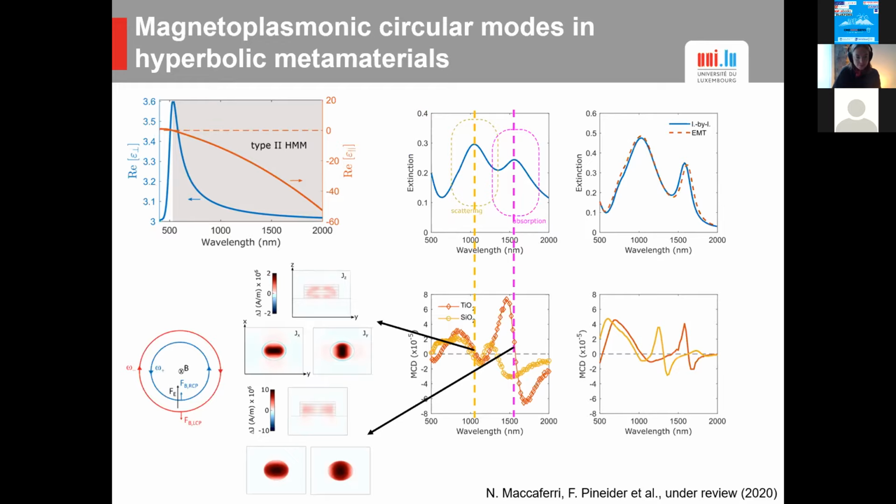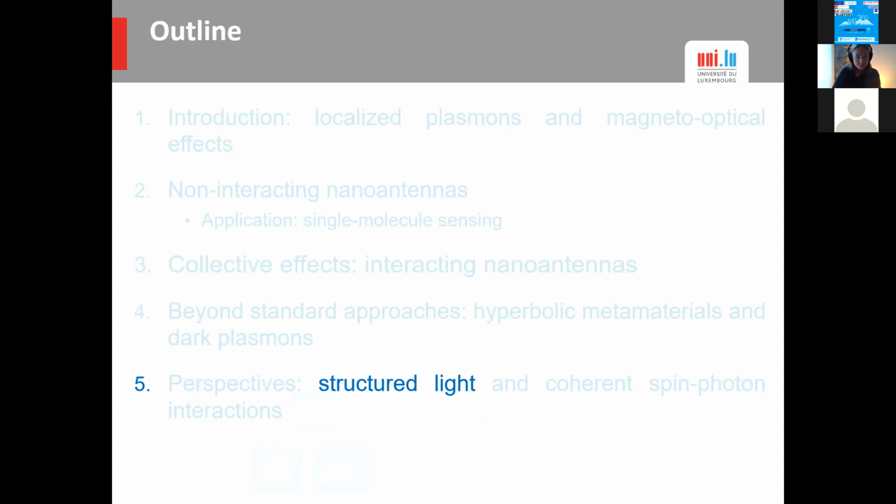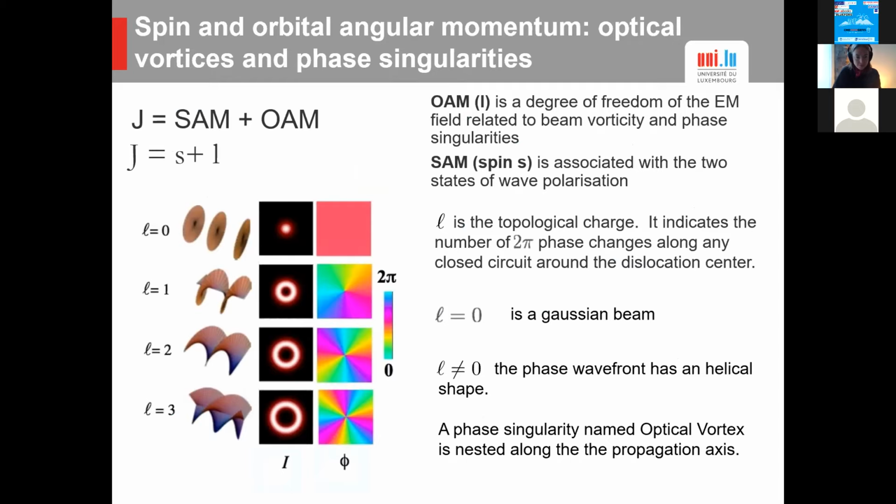Then, just to conclude, I want to give you some perspectives. One comes from the structure of light. If you consider circularly polarized light, you can have a spin, right or left polarized, but you can also have an orbital angular momentum of light. So you have a helical shape of your incoming or outgoing electromagnetic field.